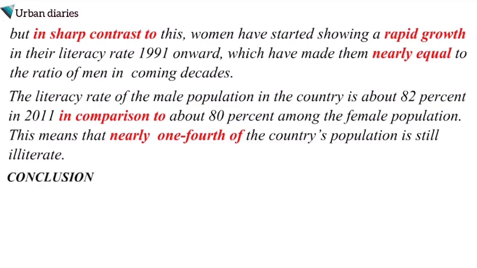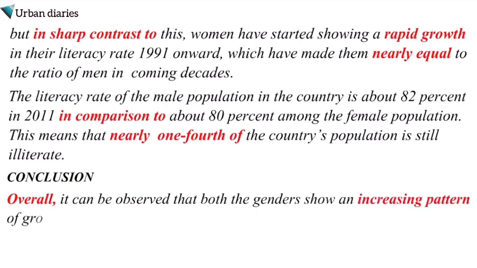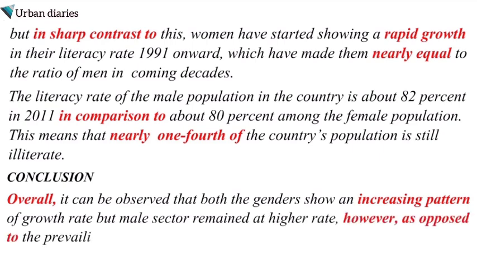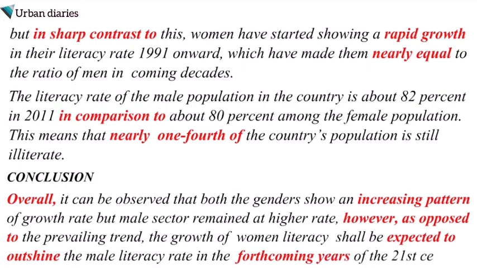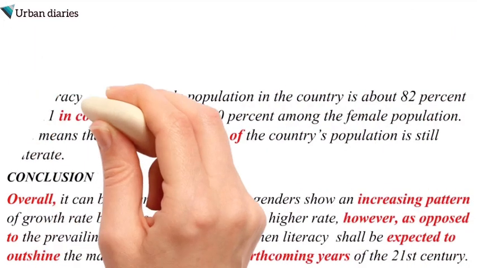Now the conclusion. Overall, it can be observed that both the genders show an increasing pattern of growth rate, but the male sector remained at a higher rate. However, as opposed to the prevailing trend, the growth of women's literacy can be expected to outshine the male literacy rate in the forthcoming years of the 21st century. I added this line after observing the increasing growth pattern in the female population that is higher in comparison to the male population. So it can be estimated that in future the female literacy rate will be higher than the male literacy rate. Did you see, writing an analytical paragraph is that easy.